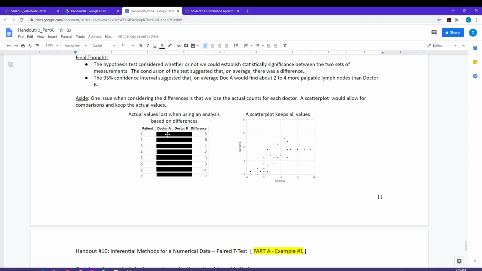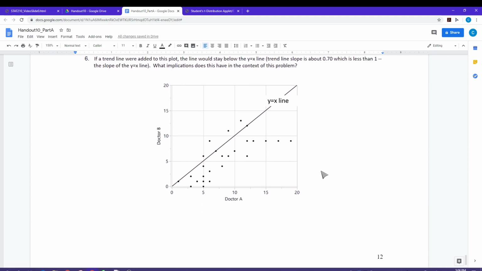If these values are 4 and 1, which they were, then being 3 off is quite a bit. But if these values were 120 and 117, being 3 off is not that big a deal. This test does not have the ability to distinguish between those two situations. One thing that we could do that keeps all the values in perspective is to consider a scatter plot. So that's what's on the next page here.